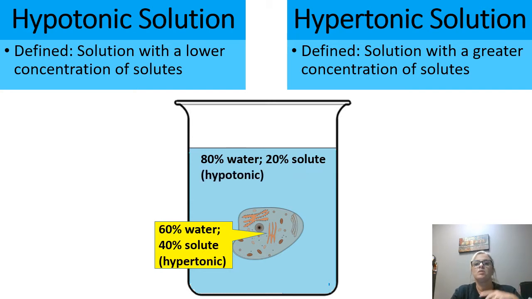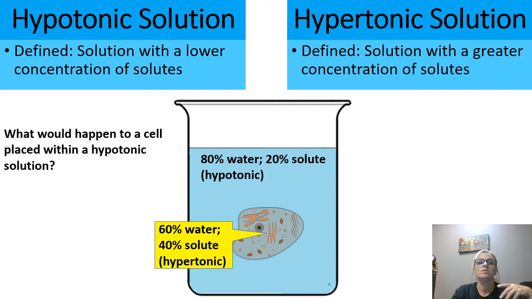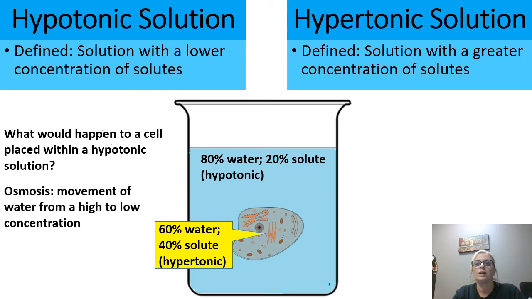So what would happen to a cell that was placed into a hypotonic solution? So this cell here is placed into a hypotonic solution. We've got 80% water, 20% solute, which makes it hypotonic. 60% water in the cell, 40% solute, so that makes it hypertonic.